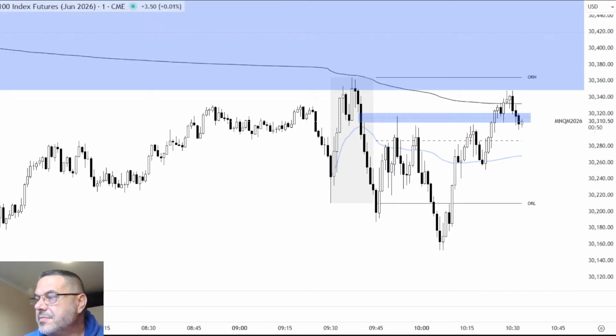Hopefully NFP gives us a nice wick, because then we can use that wick as liquidity, and hopefully we can trade to those liquidities tomorrow. Remember, I said at this VWAP, we're either going to bounce or we're going to consolidate. It looks like we're zigzagging there now.